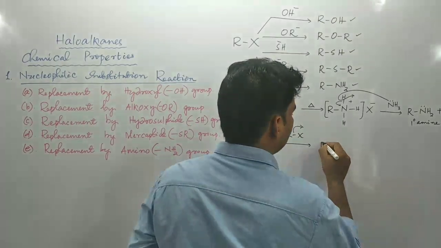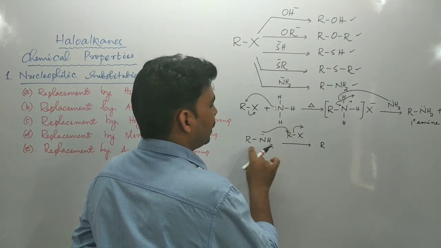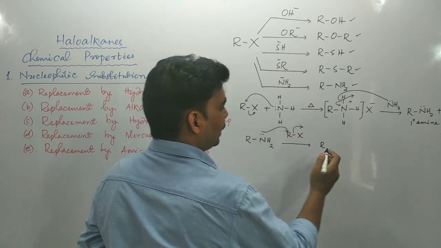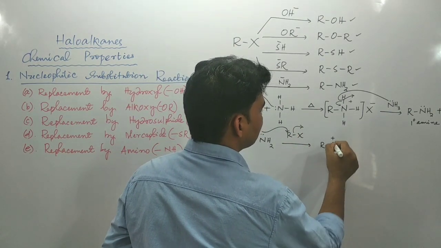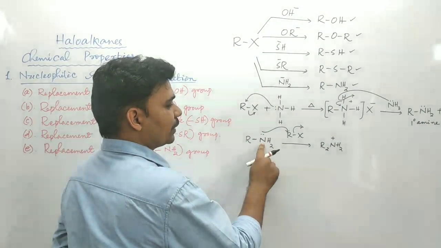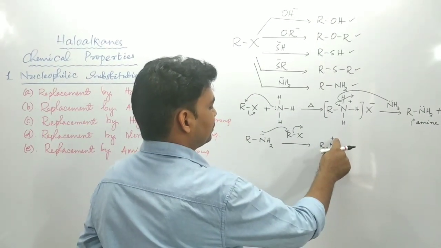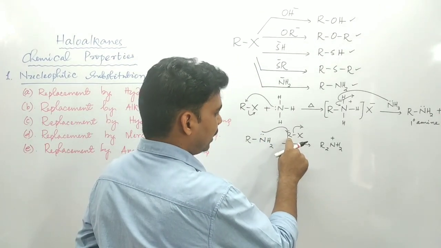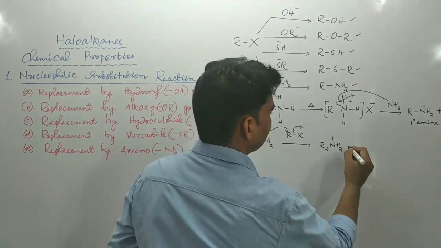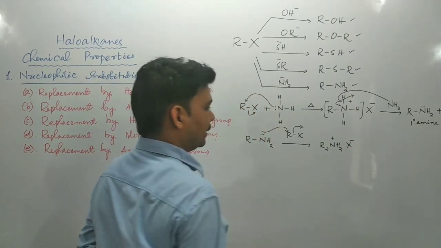So you will get R. How many are there? 2. So I can write here R2NH2 plus. Now this nitrogen will have positive charge because this pair of electrons has been contributed to this R in order to form a bond, and the leaving group X minus is here.